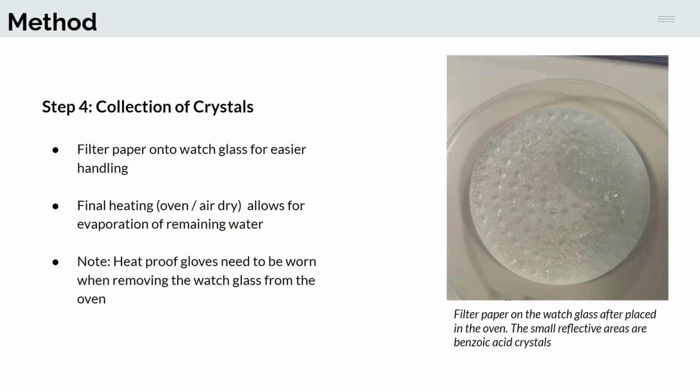Finally, the fourth step requires the filter paper covered in the crystals to be put on a watch glass, which is basically just a curved, transparent piece of glass, and left to air dry to room temperature. In our case, we didn't do that, and we put the crystals from the filter paper on the watch glass in an oven at around 80 degrees for approximately 10 minutes. And the final product was a small amount of pure benzoic acid crystals on the watch glass.